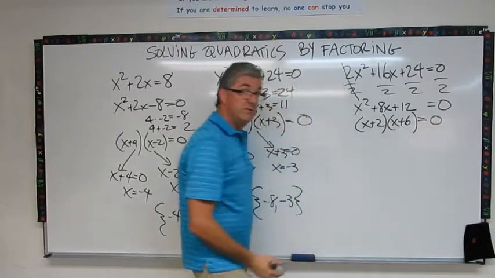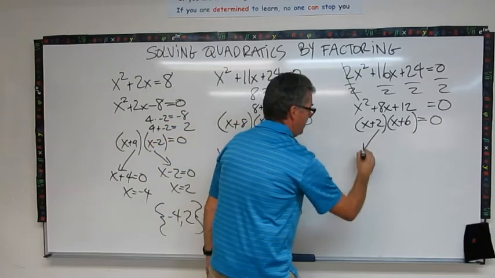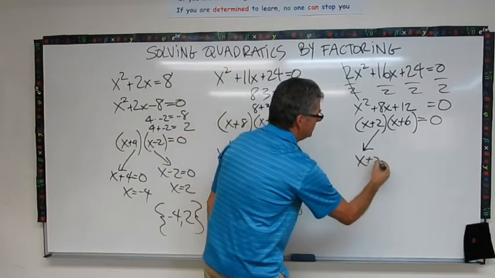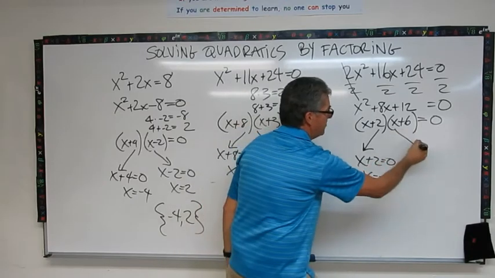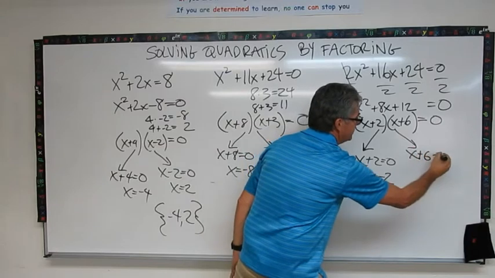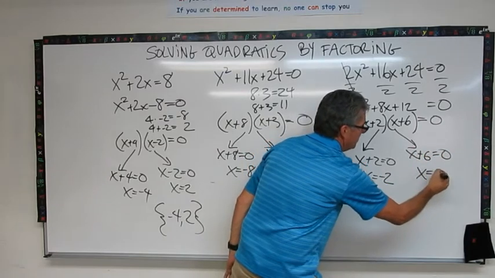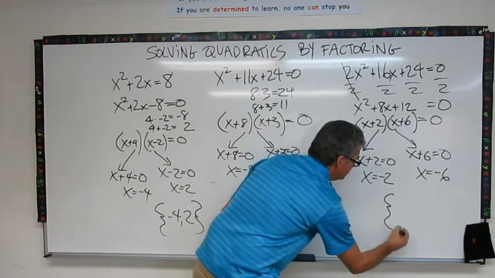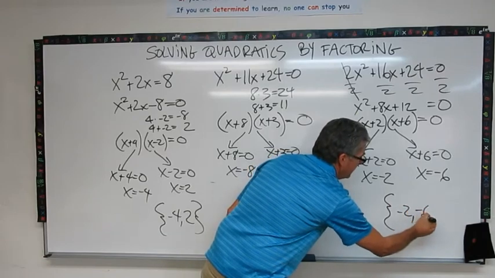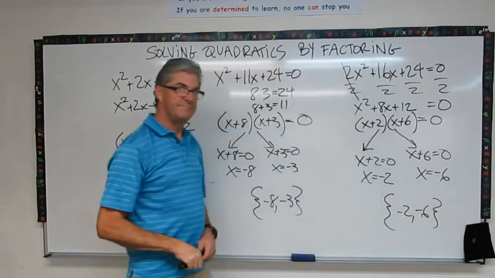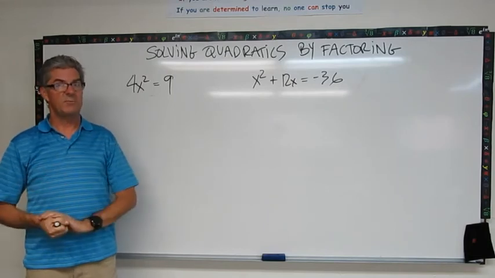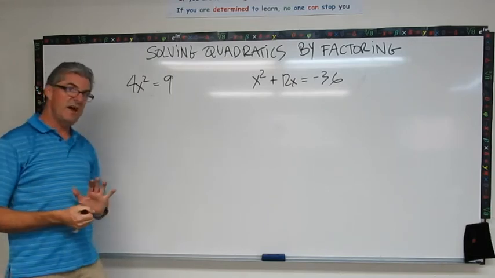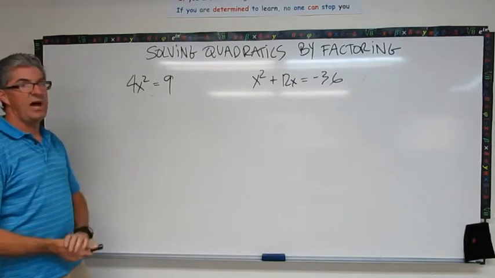Still equal to 0. Now I do my branch. I get x plus 2 equals 0. That gives me x equals negative 2. And this branch is x plus 6 equal to 0. X equals negative 6. So my two solutions are negative 2 and negative 6. Okay, two last examples that will use different factor patterns to solve. If you think you know how to do it, pause the video right now and give them a shot.